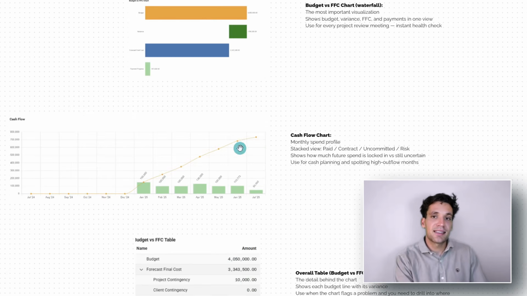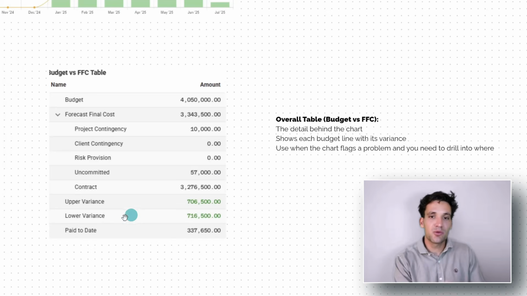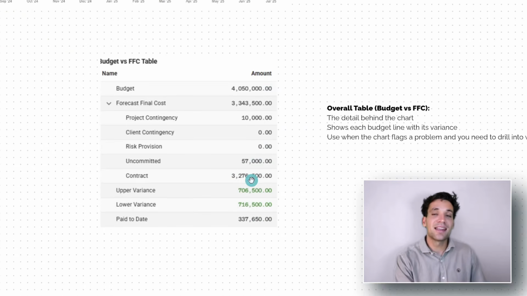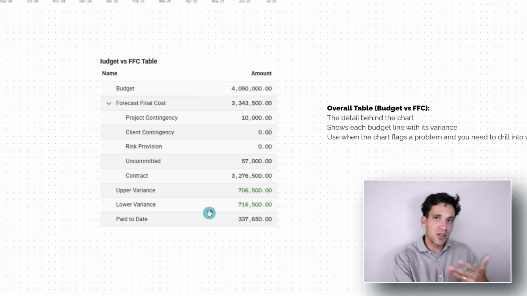You can take that same information in the waterfall chart and put it into a simple table. So this would give a little bit of explanation around these numbers. And if you are doing your unallocated spend or your forecast costs with a bit of uncertainty in it, you can include some sort of upper and lower variance.